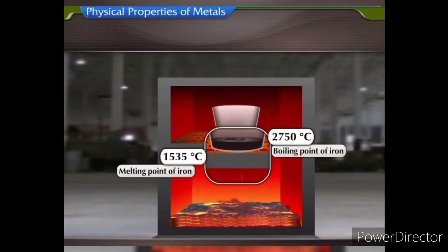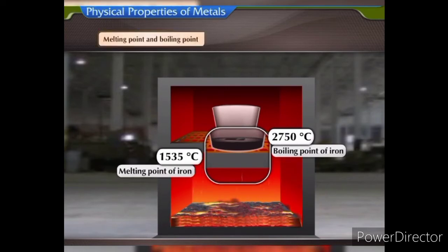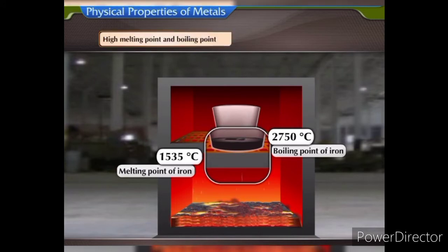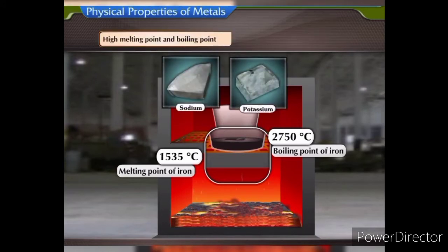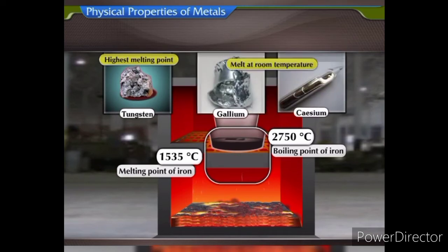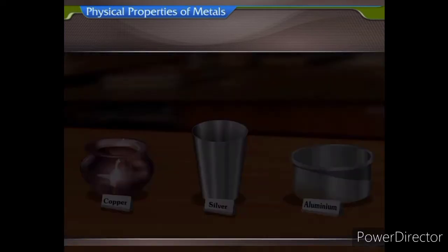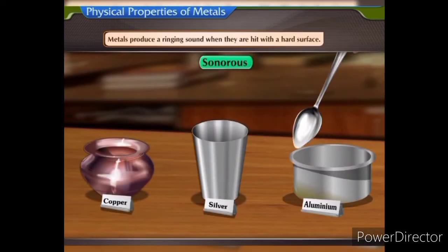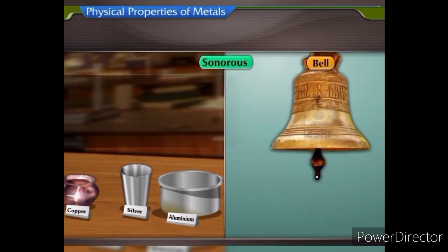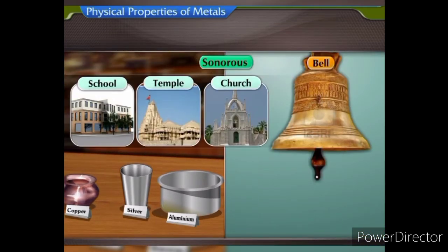The next physical property of metals is their melting point and boiling point. Metals usually have a high melting point and boiling point except for sodium and potassium, which have very low melting and boiling points. Tungsten has the highest melting point, while gallium and cesium melt at room temperature. Metals are sonorous. They produce a ringing sound when they are hit with a hard surface. Due to this property, metals are used for making bells in schools, temples, and churches.